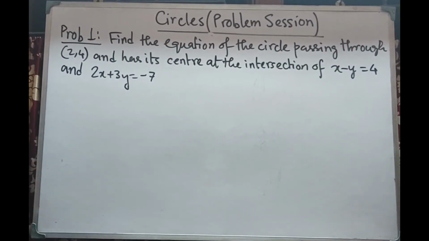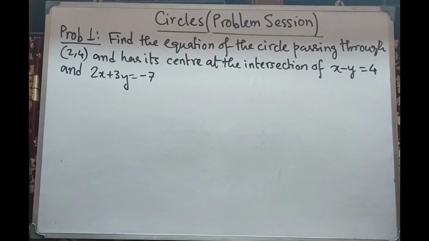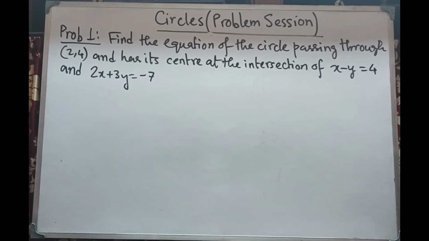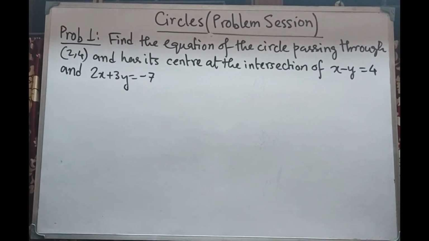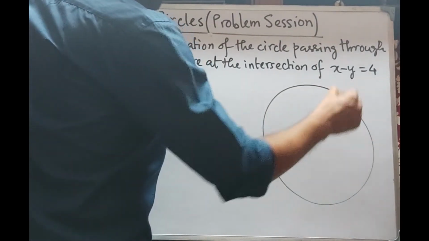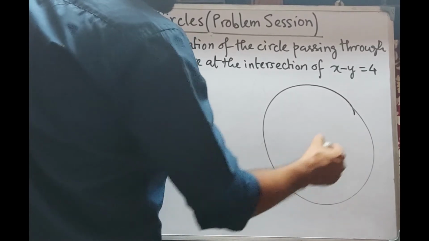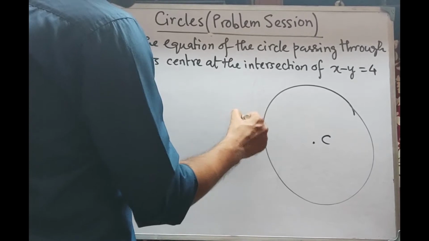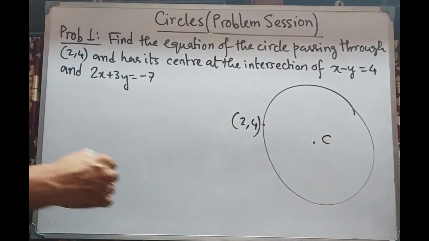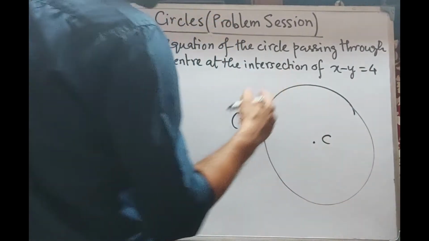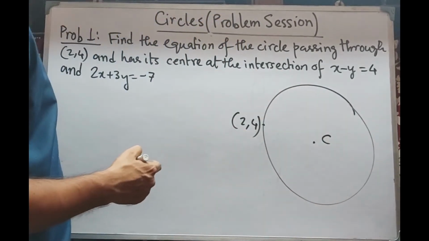It says find the equation of the circle passing through the point 2, 4 and has its center at the intersection of the lines x minus y is equal to 4 and 2x plus 3y is equal to minus 7. So let us first see the picture. Say this is the circle and it is C, the center. Some point is there, that is the point 2, 4. The circle is passing through the point 2, 4 and the lines are there. The intersection of these two lines is the center of the circle.